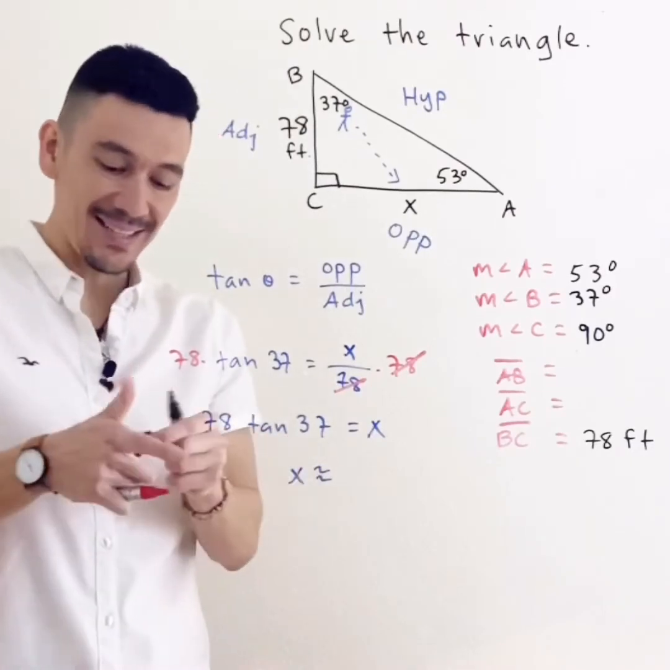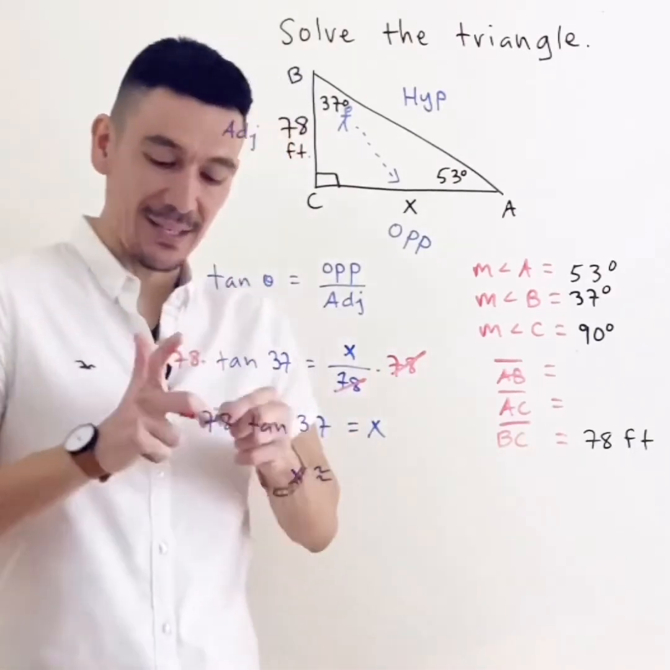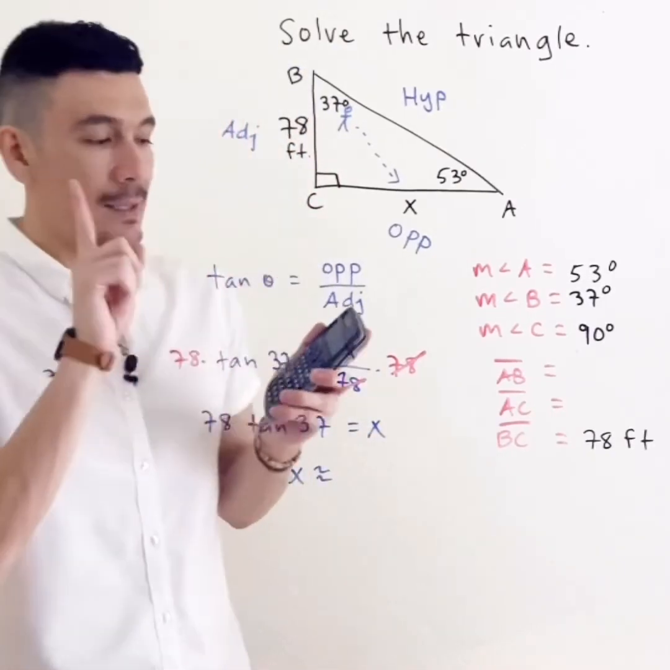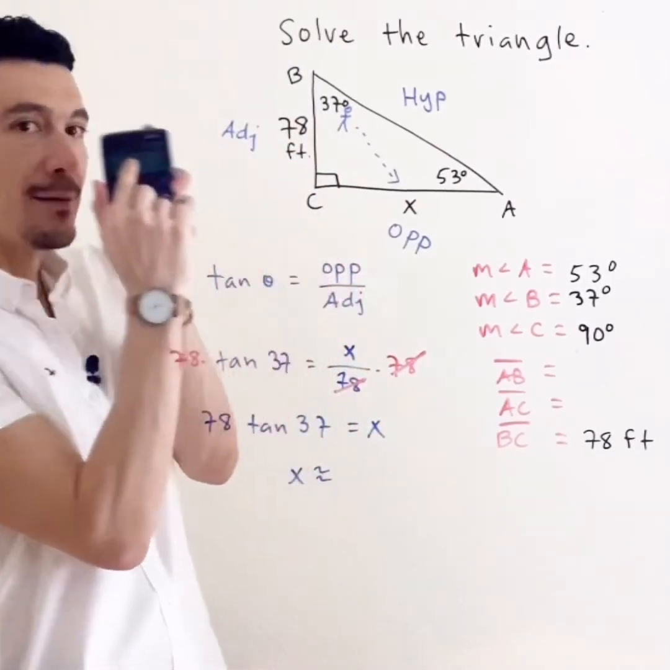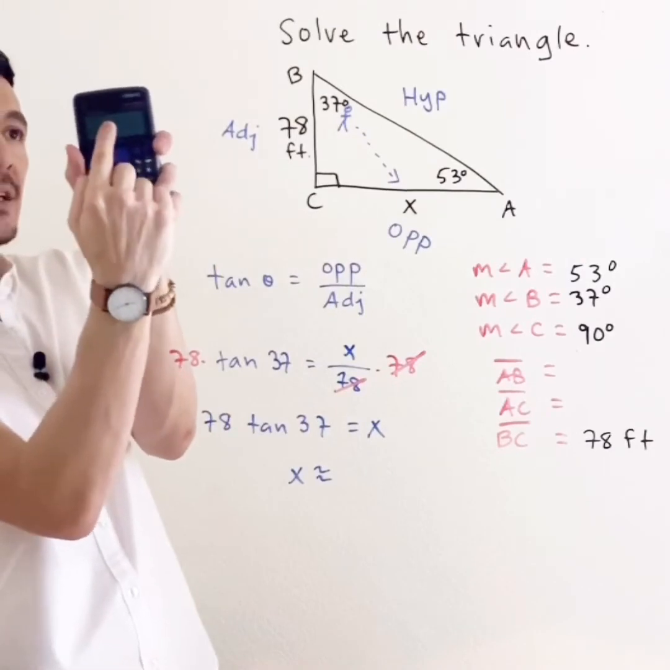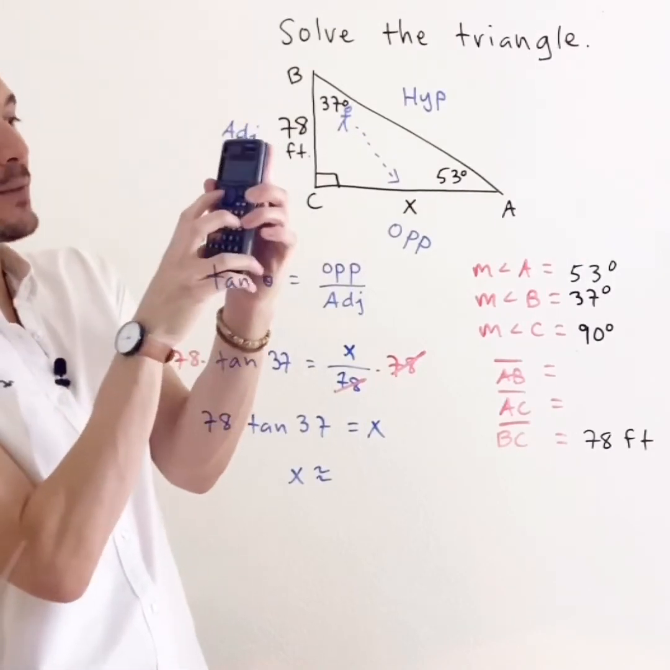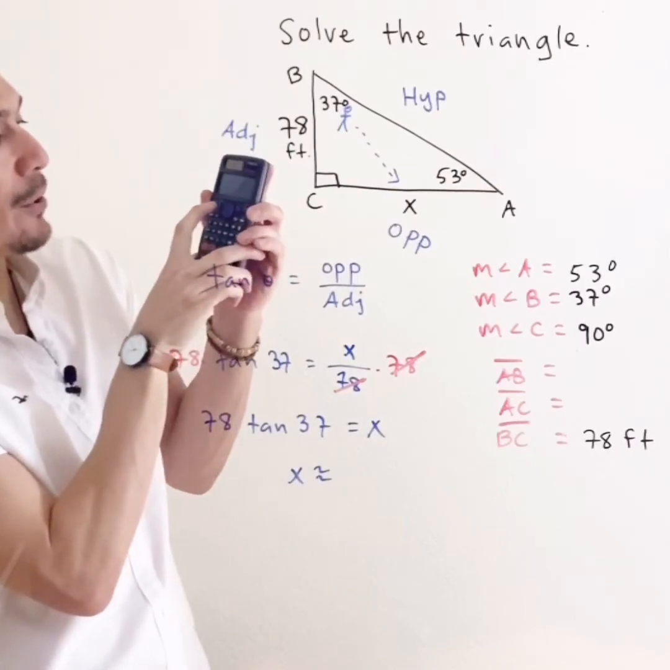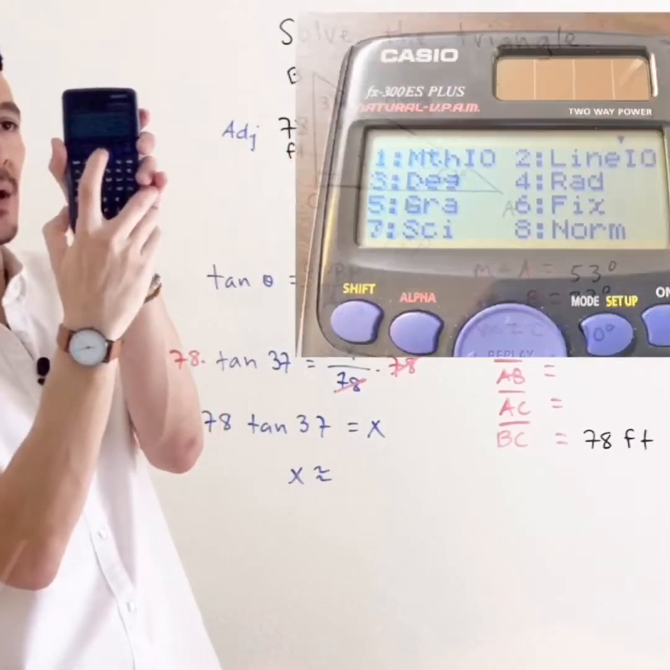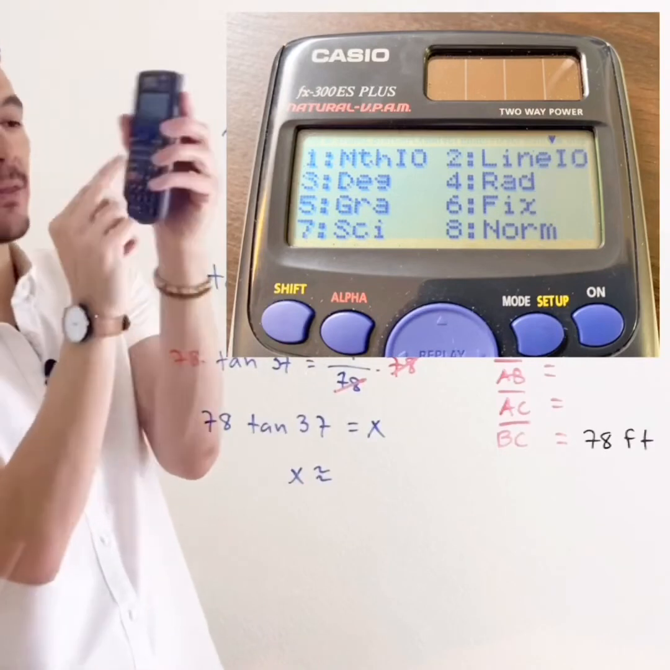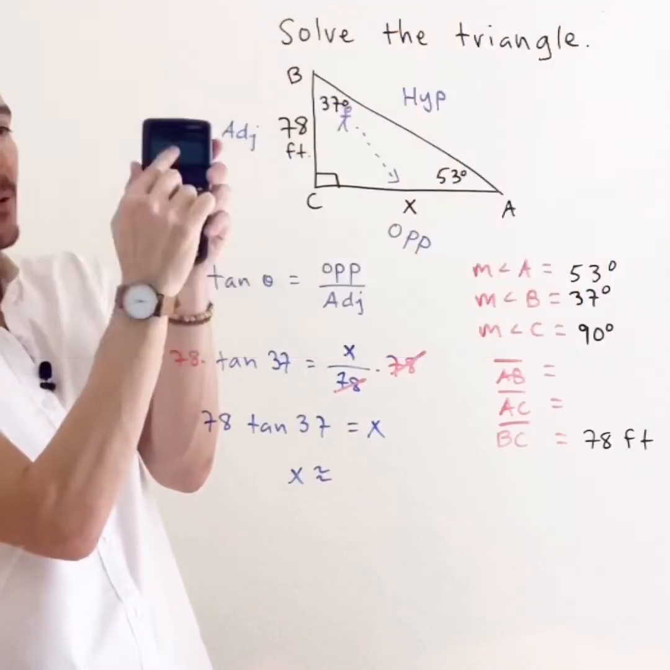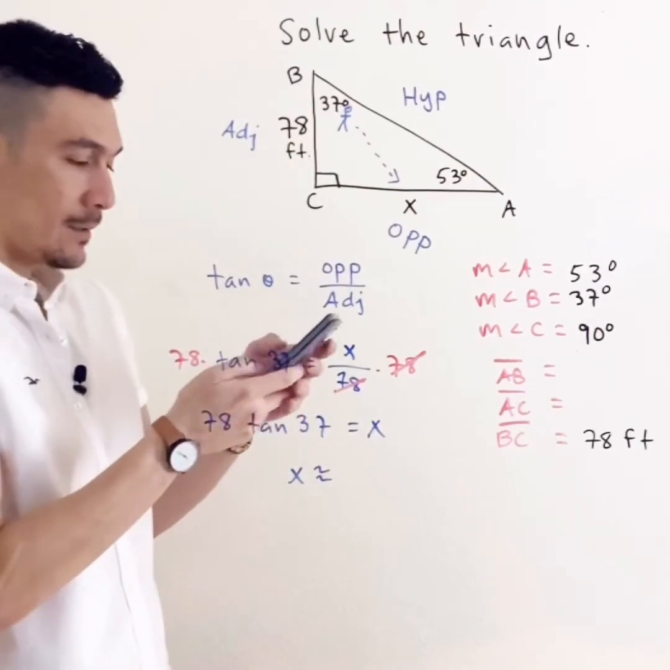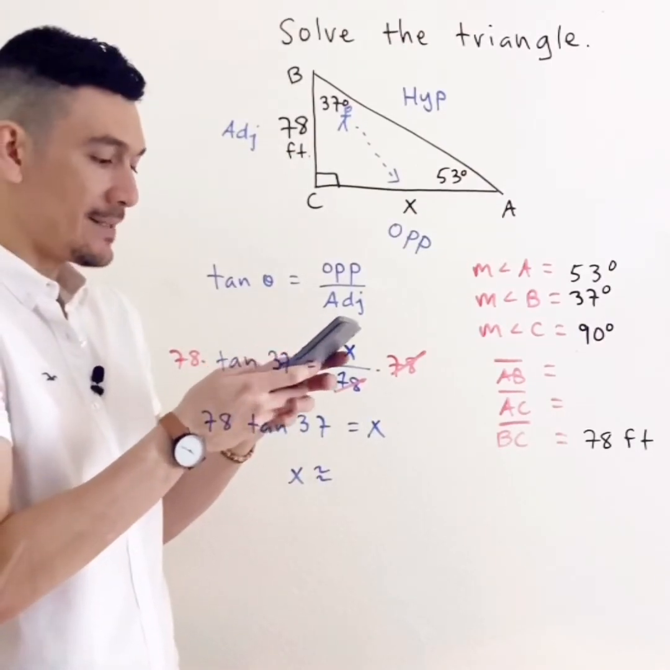Go to your Casio. And you know what, bro? Make sure that your Casio is in degrees. If you look right there, it should say D for degrees. If not, you'd have to go to shift mode and make sure that you click on number 3 so that it's in degrees, okay? So anyways, type that in. Type in 78 tangent 37, hit equals.